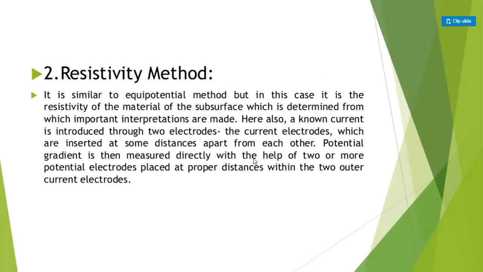Now the resistivity method. It is similar to the equipotential method, but in this case, it is the resistivity of the material of the subsurface which is determined, from which important interpretations are made. Here also, a known current is introduced through two current electrodes, which are inserted at some distance apart from each other. Potential gradient is then measured directly with the help of two or more potential electrodes placed at proper distances within the two outer current electrodes.